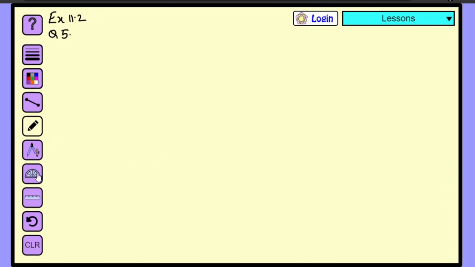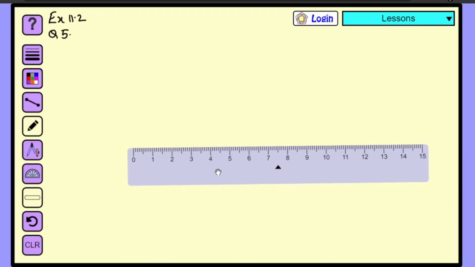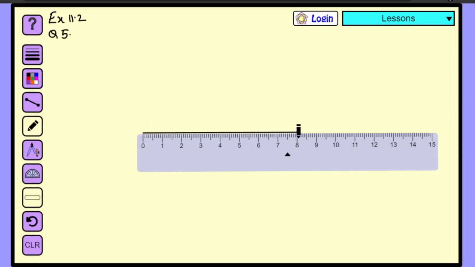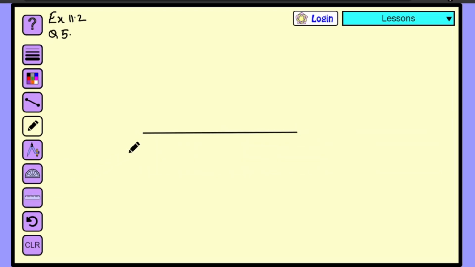So first we will draw a line segment of length 8 centimeters. We will name this line segment AB. This point I am taking as A, and let this point be B.